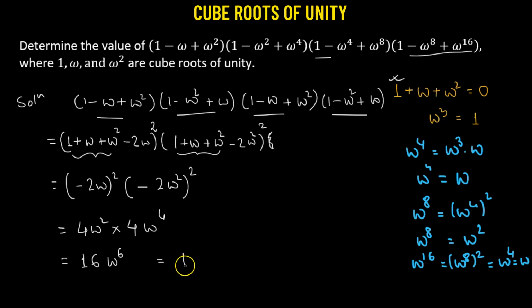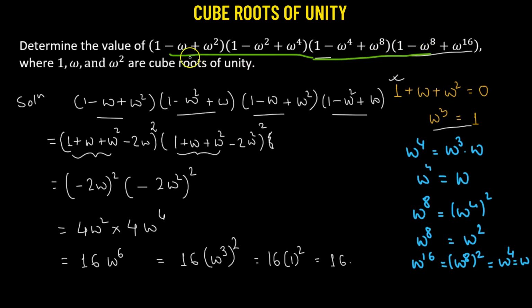So this will be equal to 16 times omega raised to the power of 6, which we can express as omega cube raised to the power of 2. Now we know that the value of omega cube is equal to 1, which leaves us with 16 times 1 squared, or equals 16. So the value of this particular expression, using the fact that 1, omega and omega square are cube roots of unity, will be equal to 16.